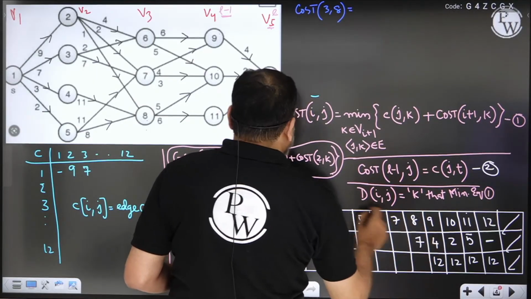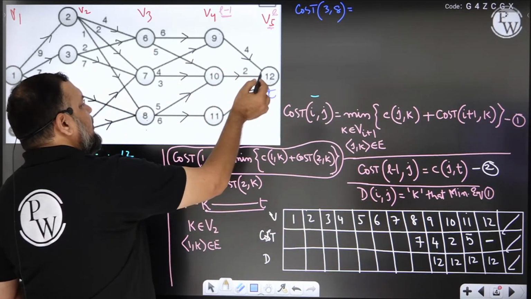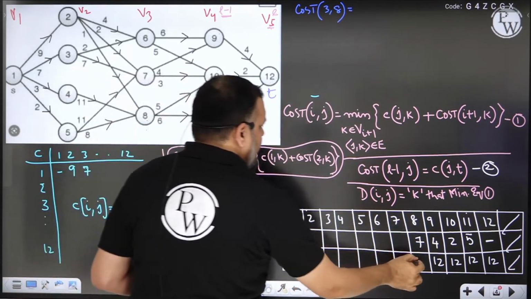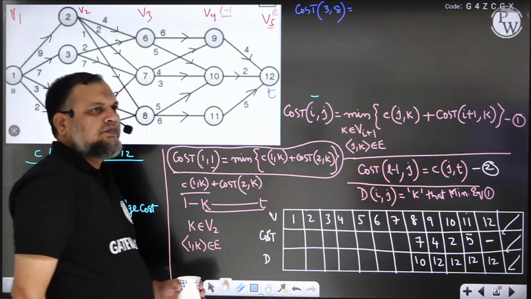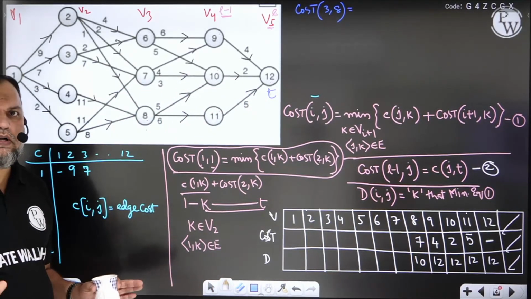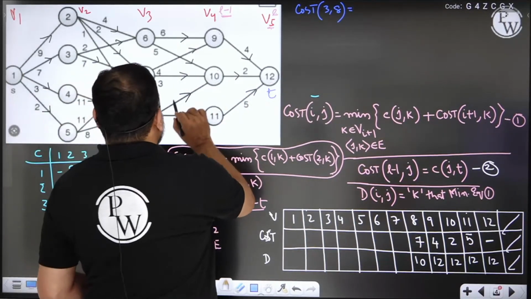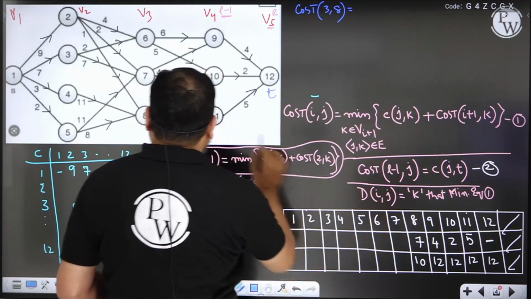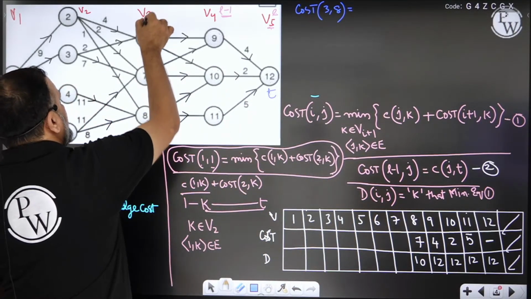Going via which vertex is giving you the minimum? Going via 10 is giving you the minimum, so write 10. Got it? Let's do one more. What is the cost of 7? Where is 7 present? In the third stage. Cost of 3, 7.